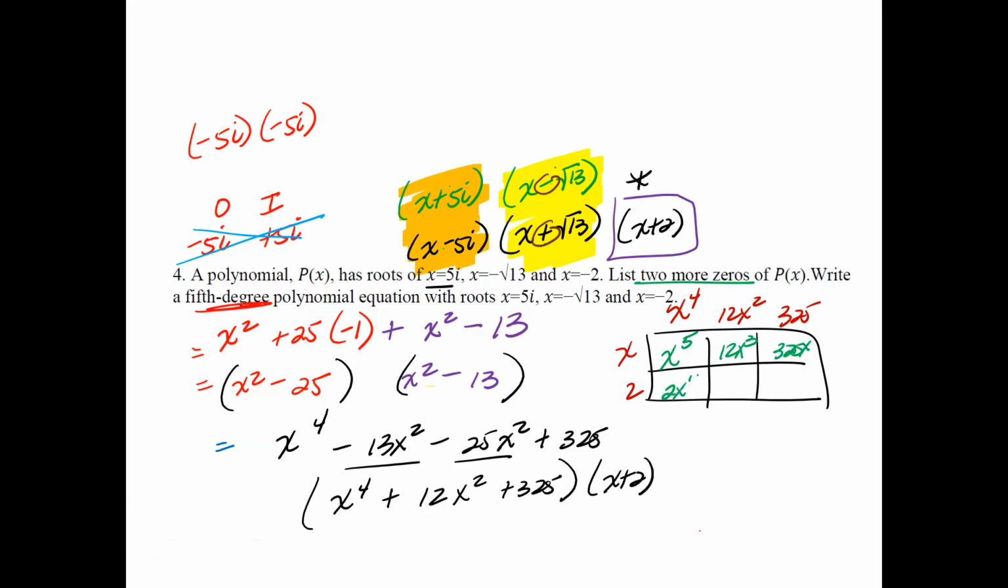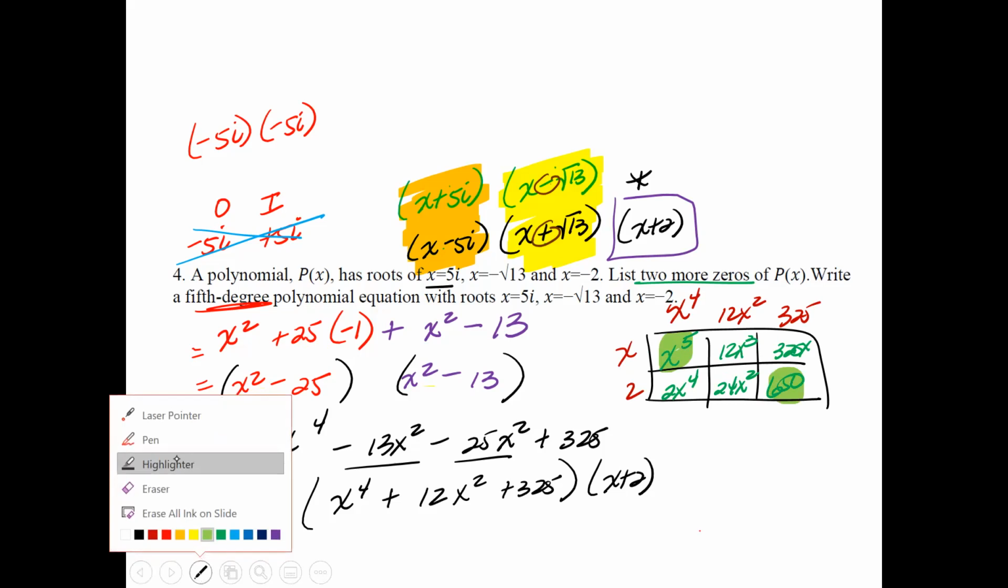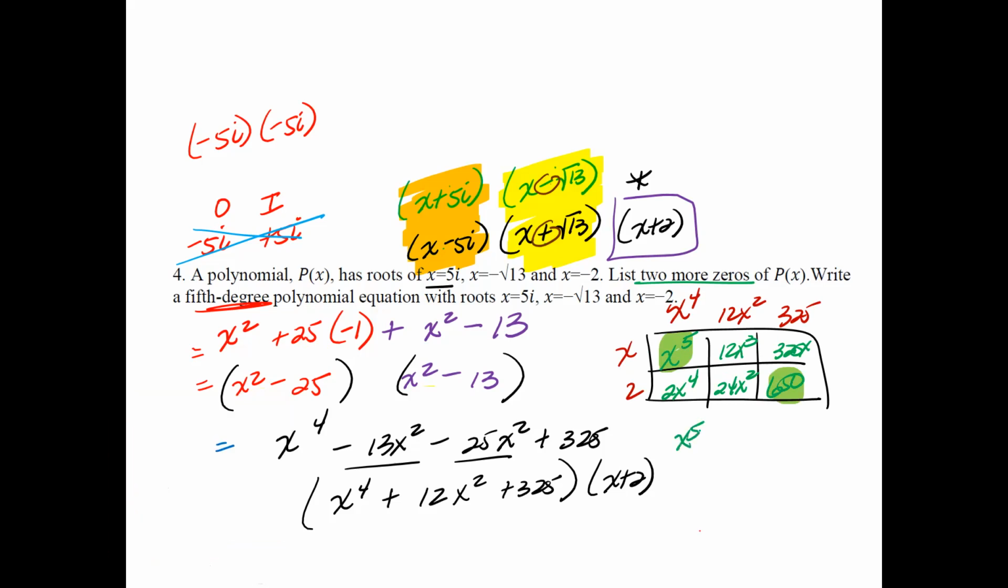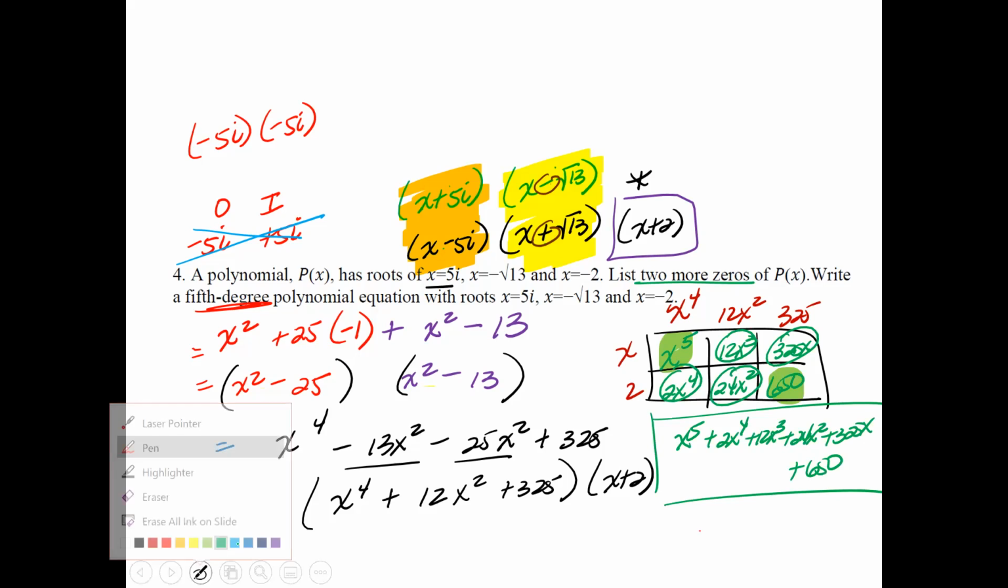And the bottom. Now your first and last number, or answer, is going to be this one and this one. And so that's going to be x to the 5th and 650. And then you're going to have plus 2x to the 4th plus 12x cubed plus 24x squared plus 325x and then plus 650. And this right here is your 5th degree polynomial, and it checks out because there's an x to the 5th.